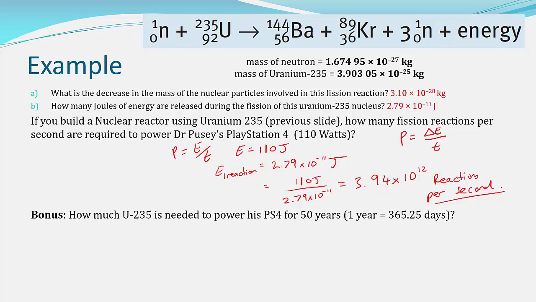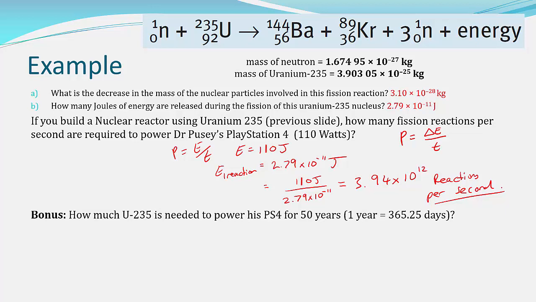If we know that every second I need to have 3.94 times 10 to the 12 fission reactions occurring, can you tell me, firstly, how many reactions that is per year, or 50 years in this case, and then translate that to a number representing how much uranium is going to be consumed. So the question is asking how much uranium is needed to power my PlayStation 4 for 50 years. This question can be answered in a number of different ways. If you got the answer using a different method, then I'm sure that method was valid.